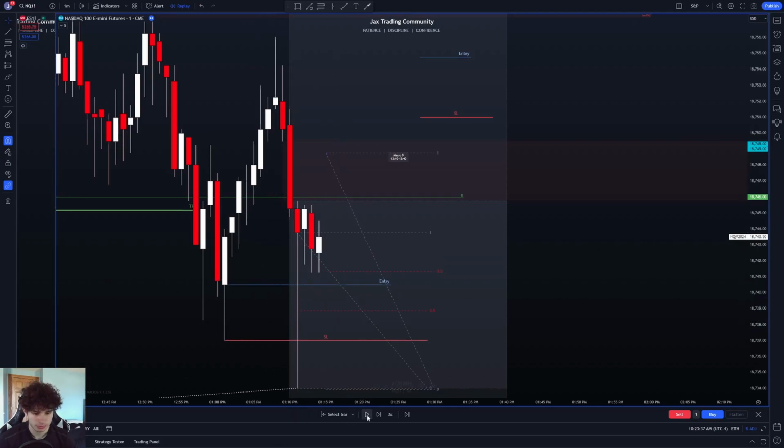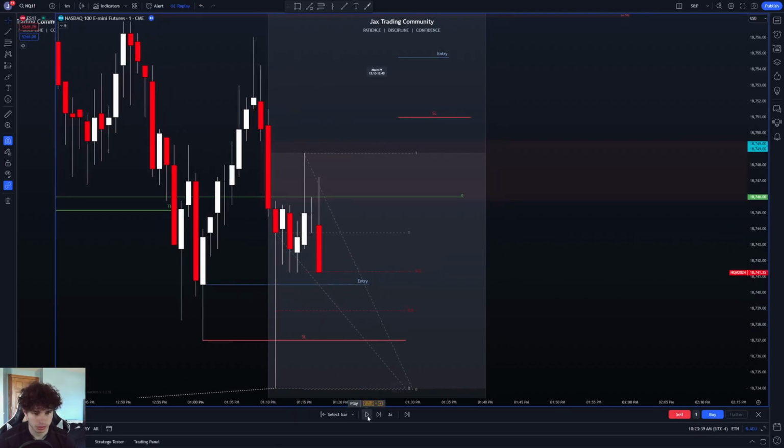So we have this wick, right? I want to look to see some sort of PD array get hit. So we create this high and we have this low. This is a leg up. And then we actually come down and we tap discount of this leg.